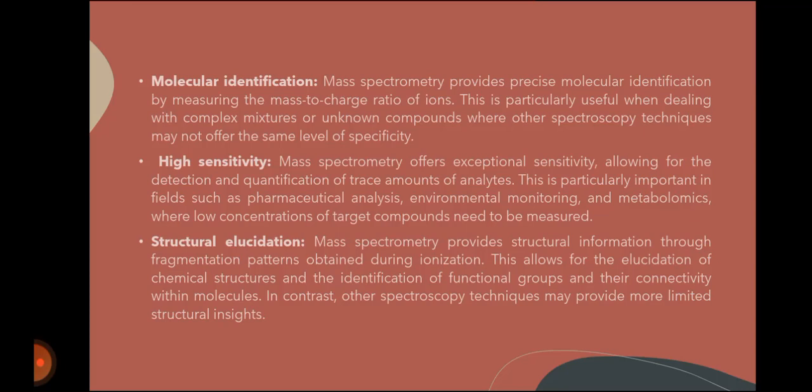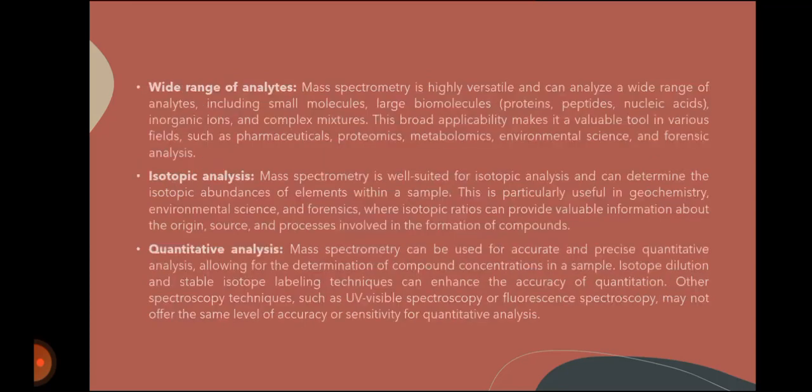Mass spectrometry offers exceptional sensitivity, allowing for the detection and quantification of trace amounts of analytes. This is particularly important in fields such as pharmaceutical analysis, environmental monitoring, and metabolomics, where low concentrations of target compounds need to be measured. Third one is structural elucidation. Mass spectrometry is very helpful in structural elucidation through fragmentation patterns obtained through ionization. This allows for the elucidation of chemical structures and the identification of functional groups and their connectivity within molecules. In contrast, other spectroscopy techniques may provide more limited structural insights.